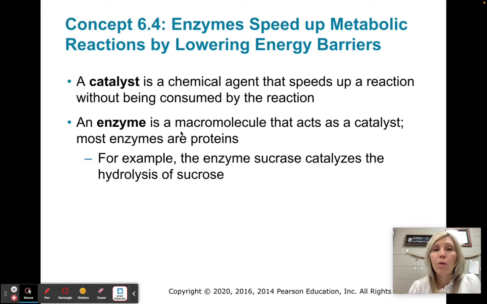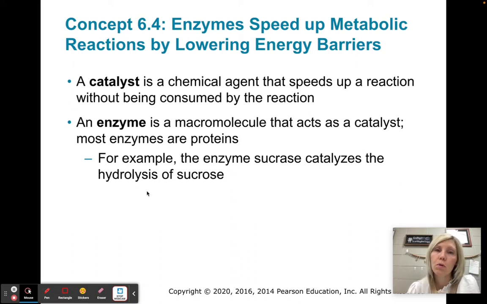An enzyme is a macromolecule specifically. It's typically a protein. So we know our macromolecules are carbs, lipids, proteins, nucleic acids, and enzymes are typically proteins. We've got an example here. One example of an enzyme is going to be sucrase. Remember, most enzymes end in ASE, and sucrase has a specific substrate that it works on called sucrose, and that ose is a sugar. So the action of this enzyme, it says it catalyzes, so it speeds up the hydrolysis.